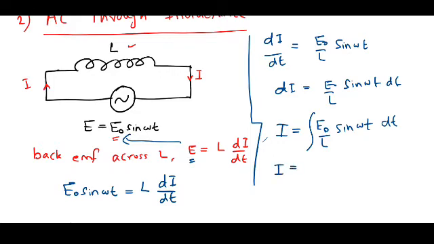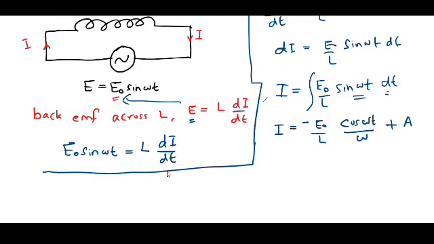That is, I is equal to E0 by L integration of sine omega t dt. That is nothing but minus cos omega t by omega. There will be an integration constant A. Now to find out the value of the constant A, we have to put the initial condition. Put t is equal to 0, that is the initial condition.